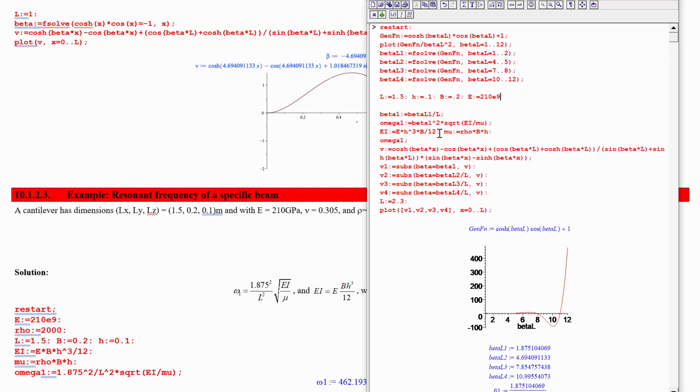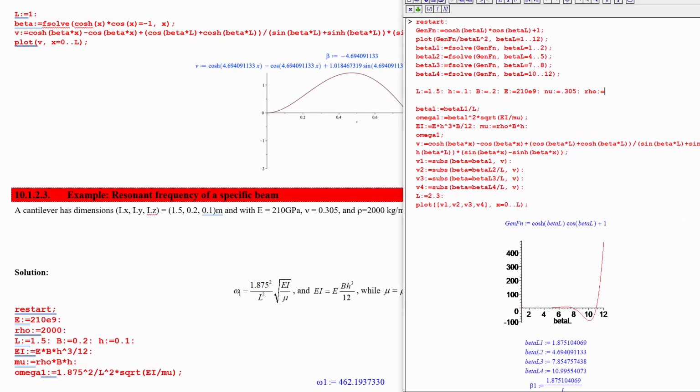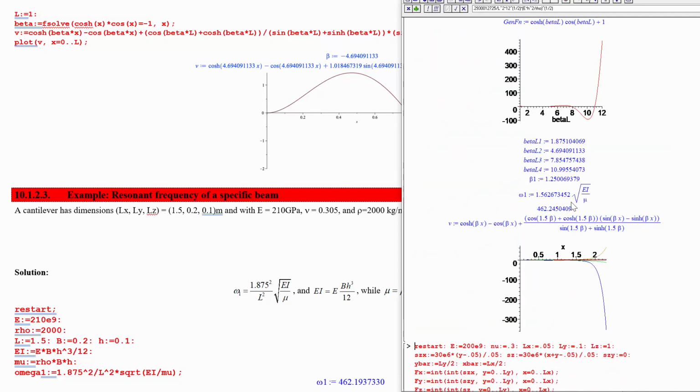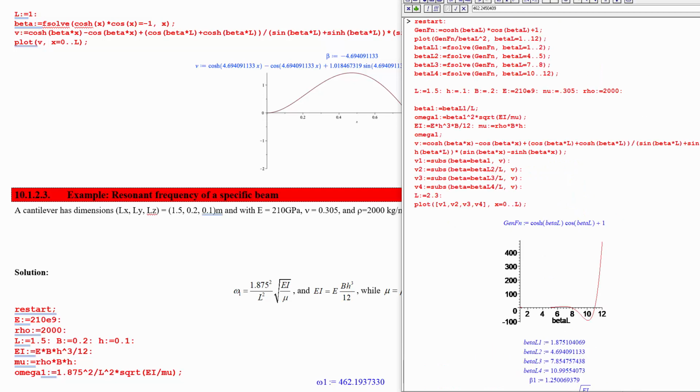E is 210 E9, nu is 0.305, rho is 2000, and that should be all we needed to do to now have an actual number for the resonant frequency. So 462. This is omega, so it's not in hertz. Hertz is cycles per second. This is radians per second. 462 radians per second. What if we want to convert it to hertz?